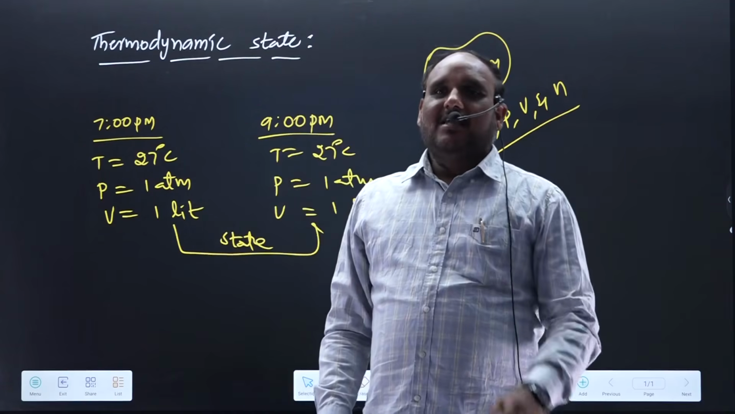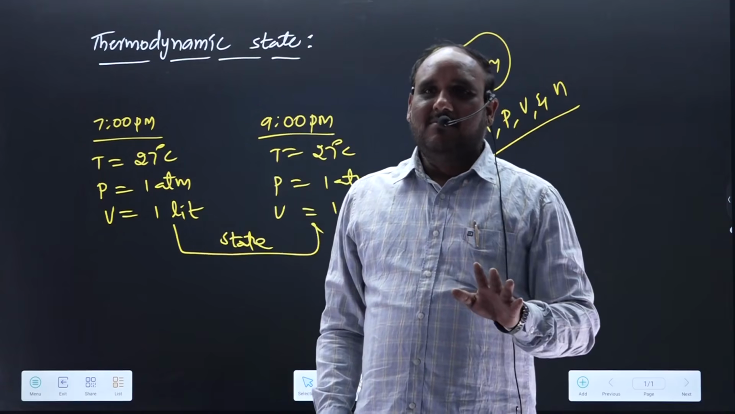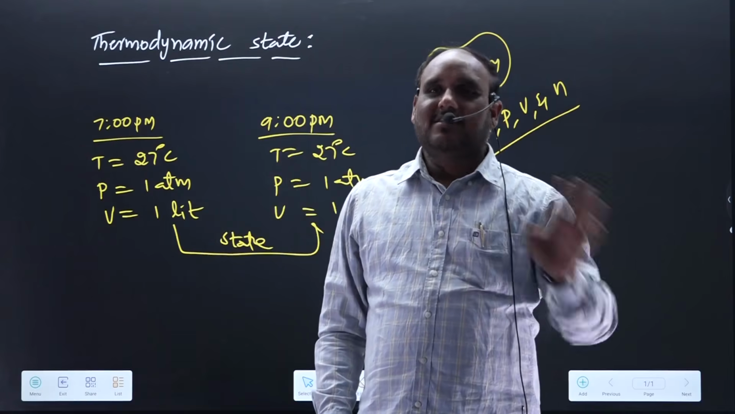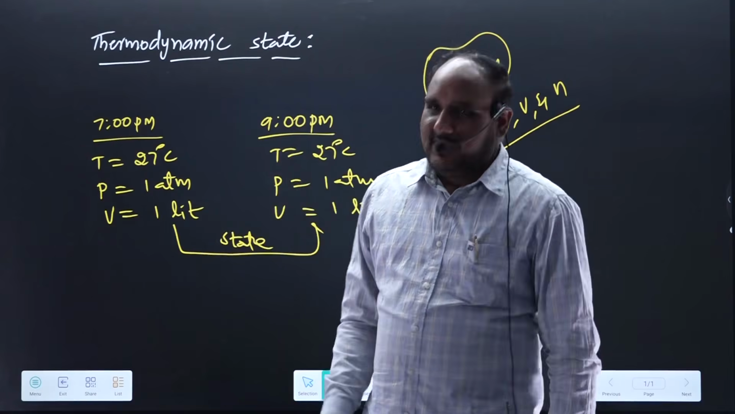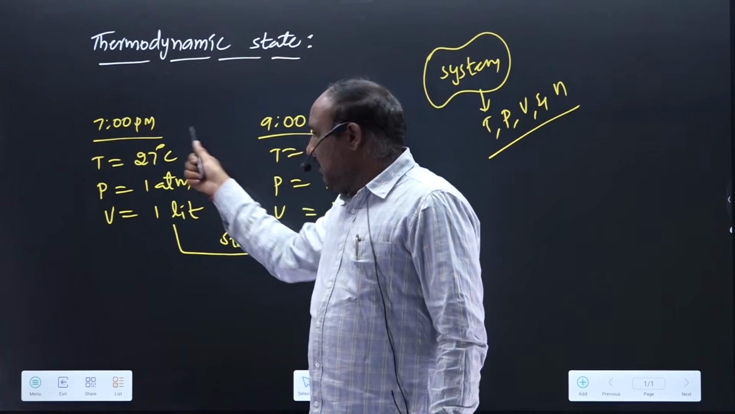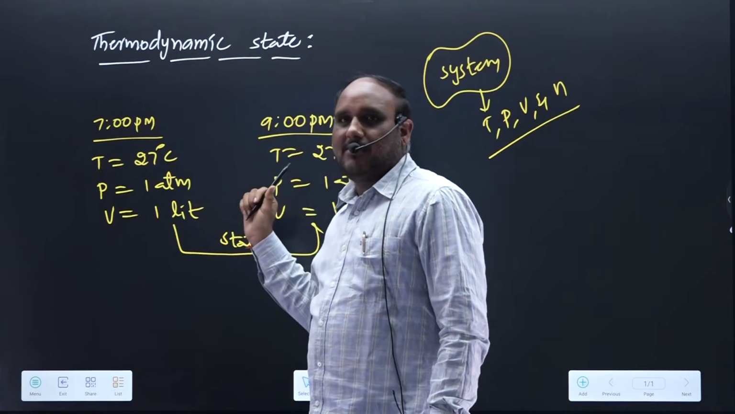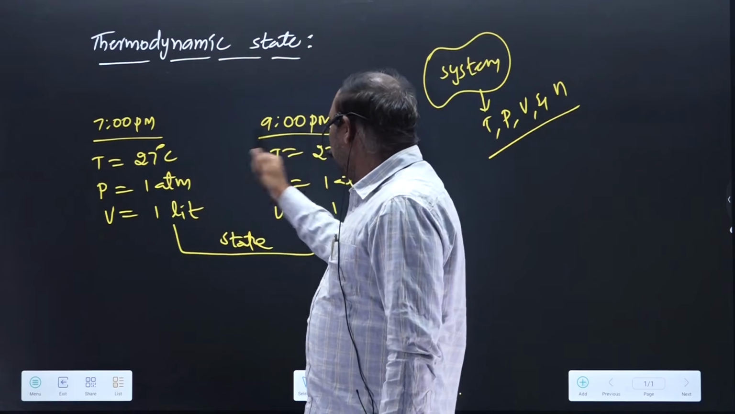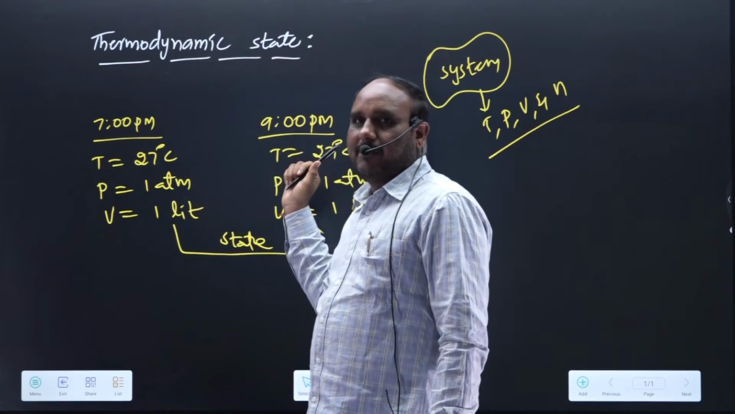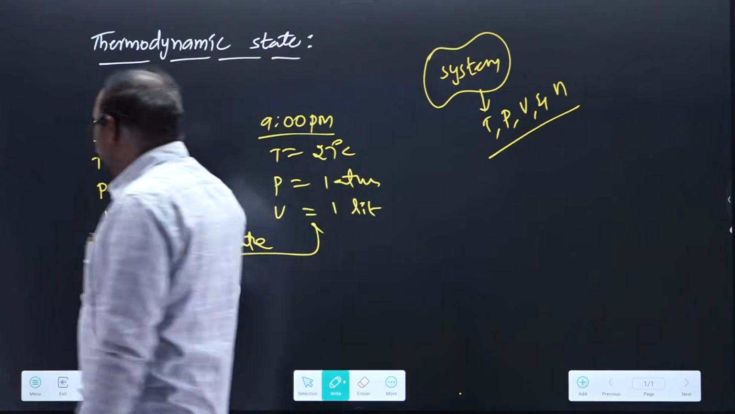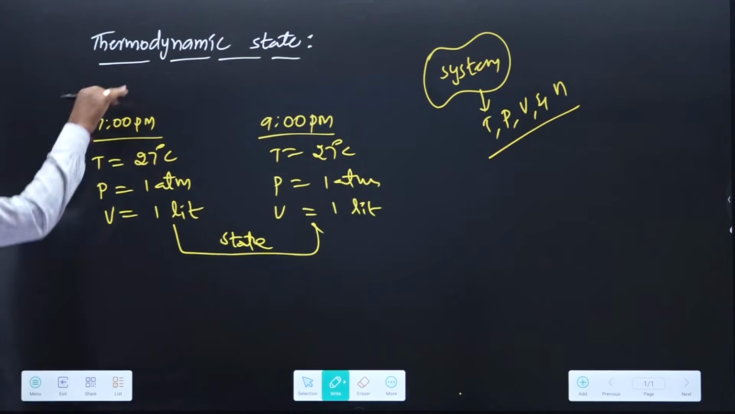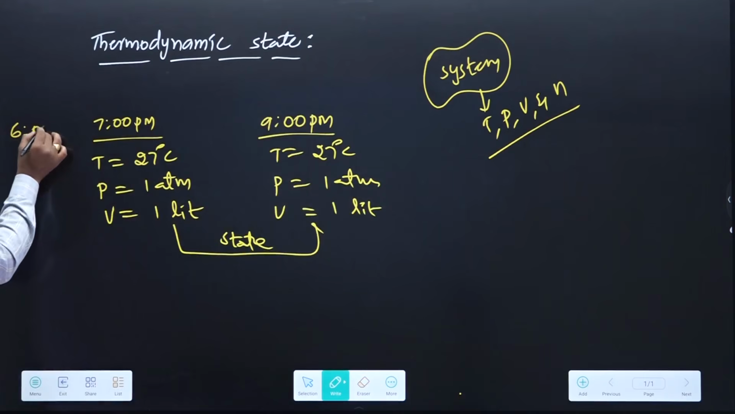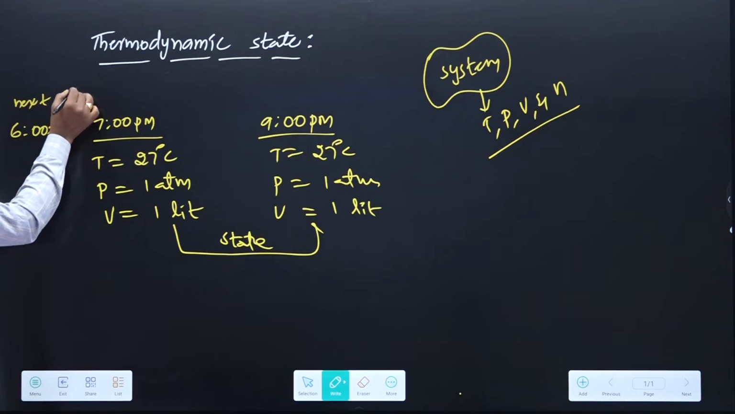That means the properties of the system do not change with time. Here time will be changed, but all the properties will be same. Time will be changed, all the properties will be same, right? So tomorrow 6 o'clock we have to see. That is the next day. Unfortunately, a big rain was there, right?